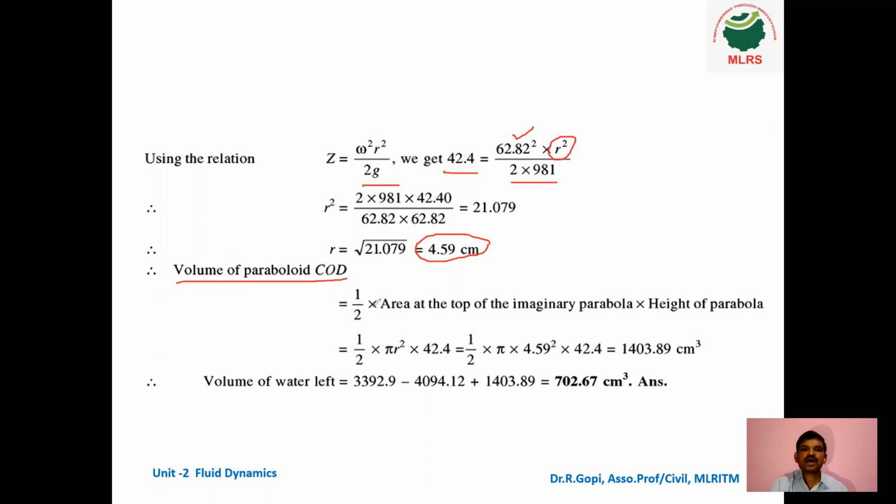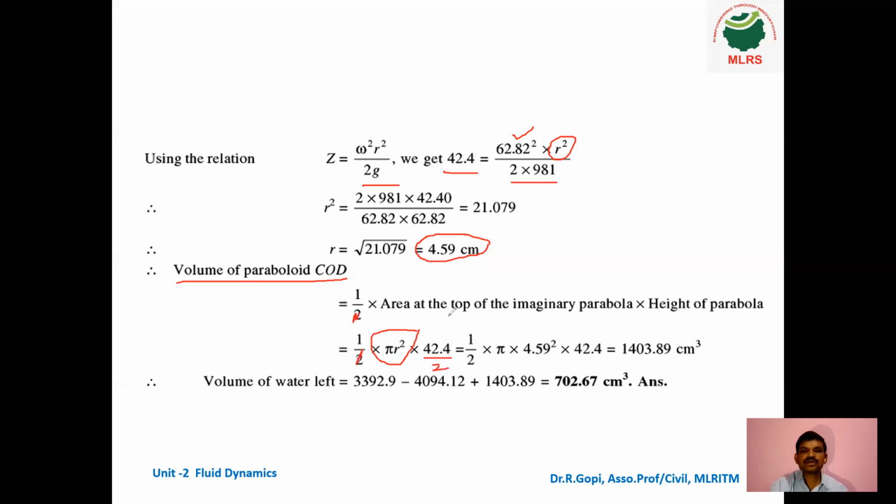So what is the formula? Volume of the imaginary parabola is area at the top of the imaginary parabola into height of parabola divided by 2. Okay, so first calculate area. So how to calculate area? Pi into R square is the area into height of parabola. What is the height of parabola? 42.4 divided by 2. So here 2 is given.